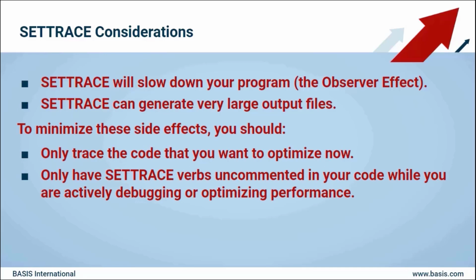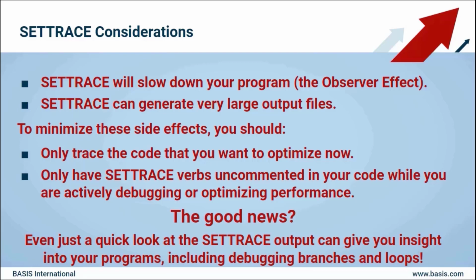In order to minimize these side effects, you should really only trace the code that you want to optimize right now. In addition, you only want to have setTrace verbs uncommented in your code while you are actively debugging or optimizing the performance of your code. The good news is that even just a quick look at the setTrace output can give you really valuable insights into where your code is spending its time. In particular, it assists with debugging branches and loops.